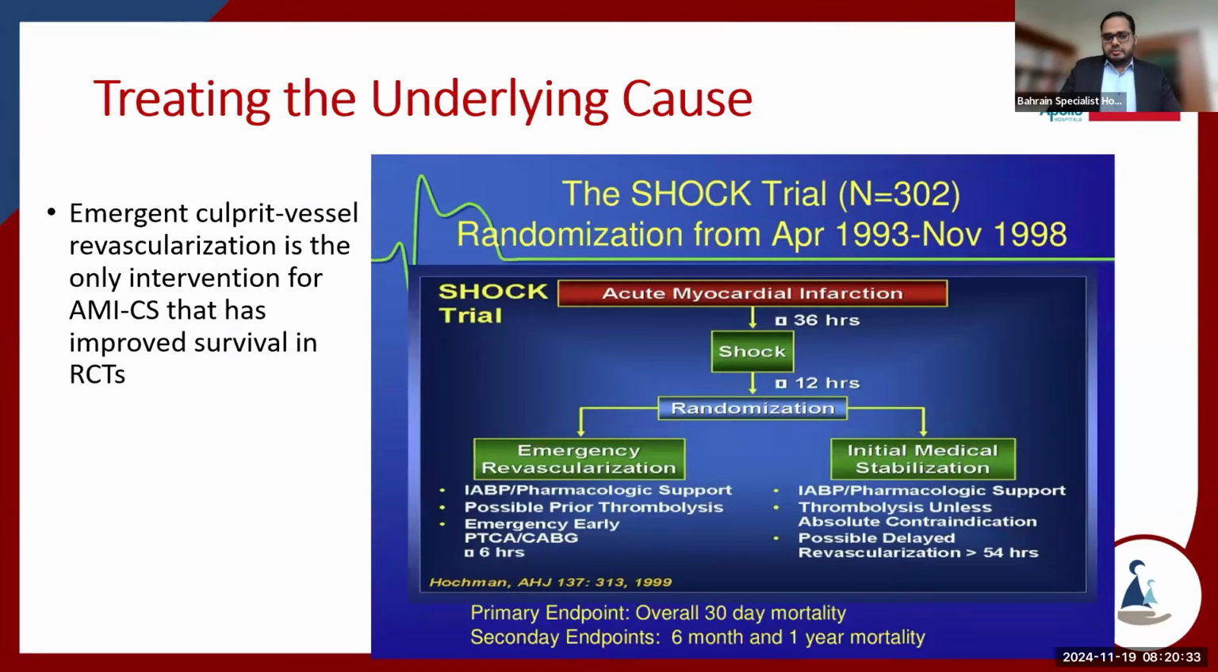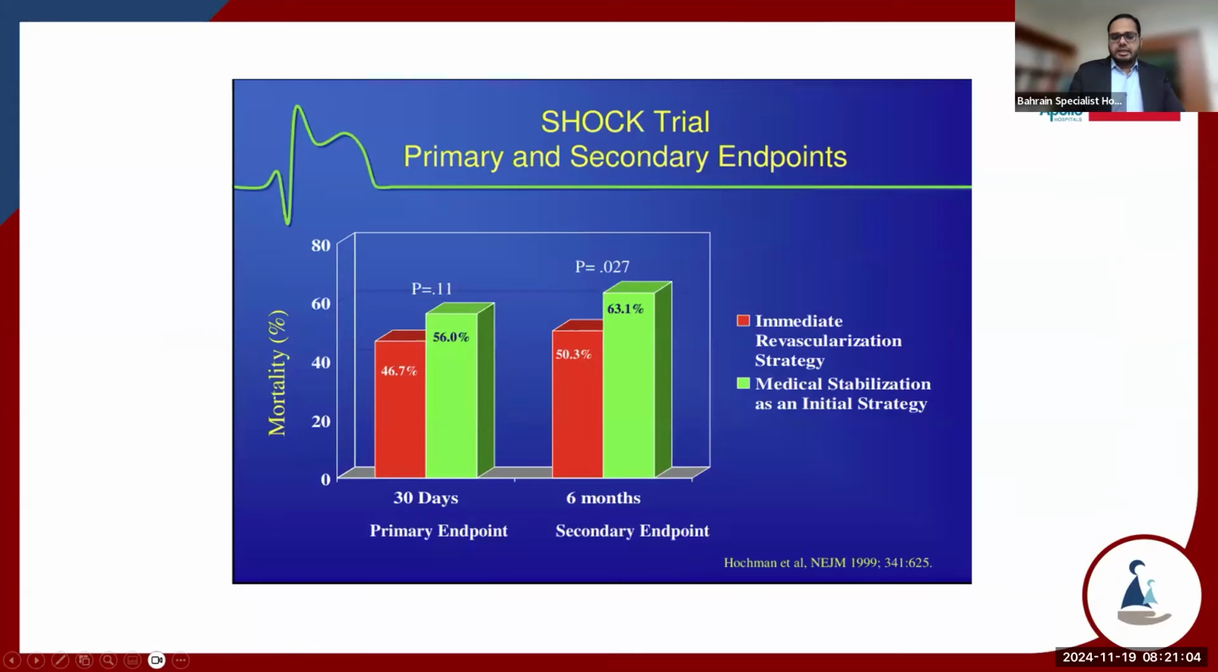Now, it's almost most important to treat the underlying cause, like if the patient presents with acute MI. So emergent culprit vessel revascularization is the only intervention that has shown improved survival in randomized controlled trials. The first trial was the SHOCK trial in the 1990s. So it was a large trial which compared emergency revascularization versus initial medical stabilization. And there were two endpoints. The primary endpoint was 30-day mortality. Secondary endpoint was 6-month and 1-year mortality. And these were the results.